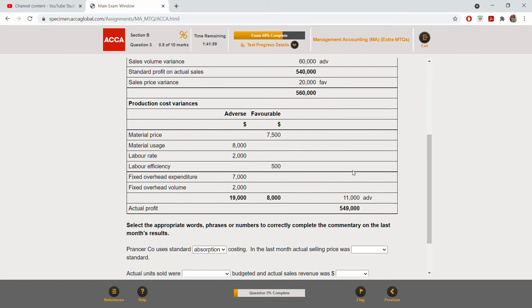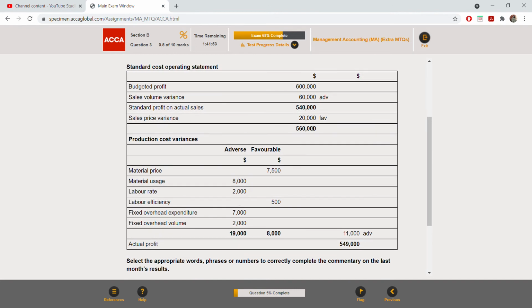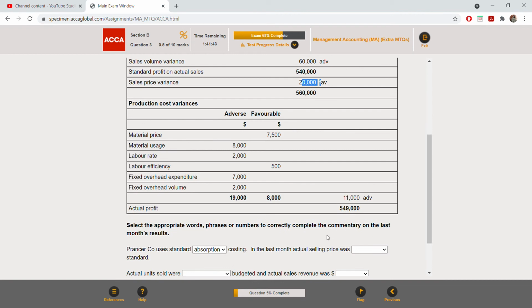Okay, so we'll go to the sale price variance. Okay, let us go to the sale price. It is favorable. Sale price variance favorable means your actual sale price is higher than the standard. So last month actual selling price was higher than standard. That's why you are having a favorable variance.